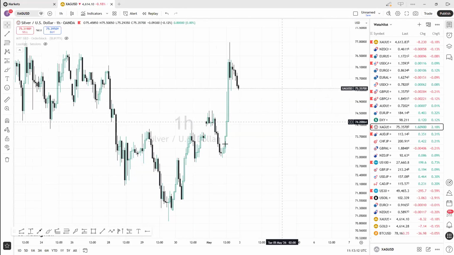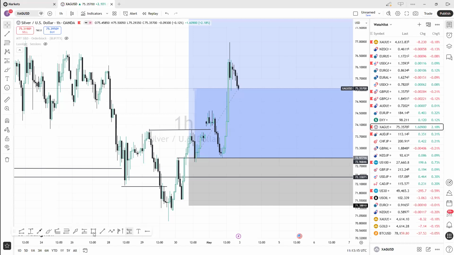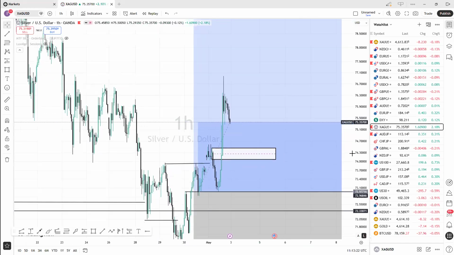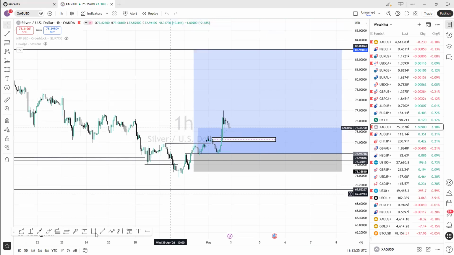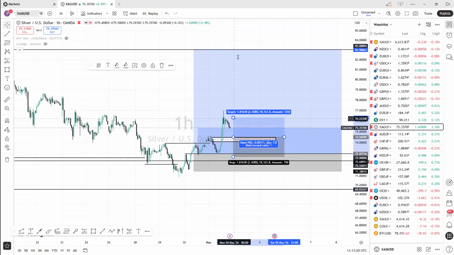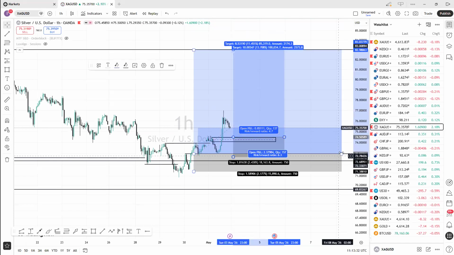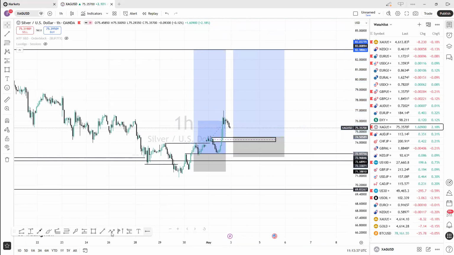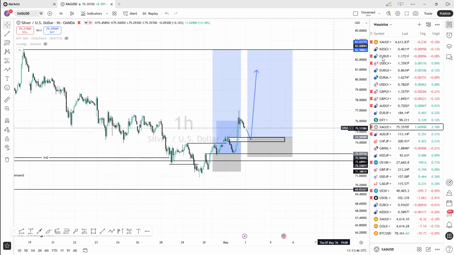Okay, silver, we have this breaker block here on the 1-hour. So for re-entry on silver, wait for mitigation of that breaker block, and then execute another long position from that area. Here, target the same buy side liquidity. Okay, so that is the first setup. Second setup, or re-entry on silver, you have to wait for mitigation of that area, then get a good setup for a bullish move.